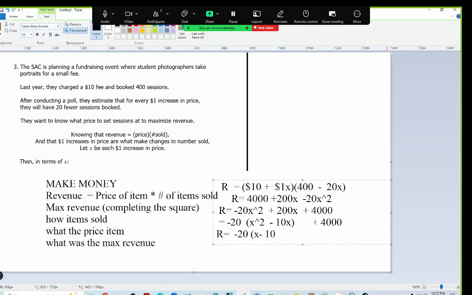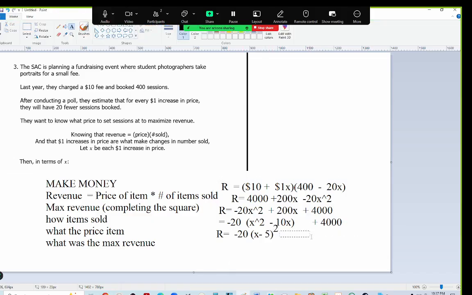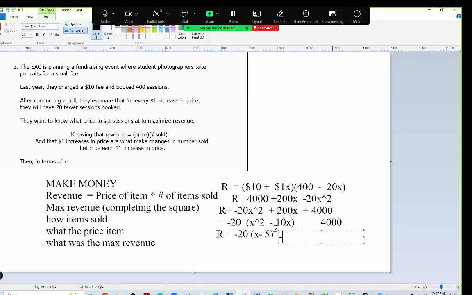There's our completed square. Sorry, minus 5, half of 10, squared. And then we have to subtract the square of negative 5, so we have to subtract 25. Then we have to get that outside with the 4,000, so we multiply by negative 20. Negative 25 times negative 20 is going to be positive 500. Then we add the 4,000 to that. So we now know the vertex here is 5, comma 4,500.